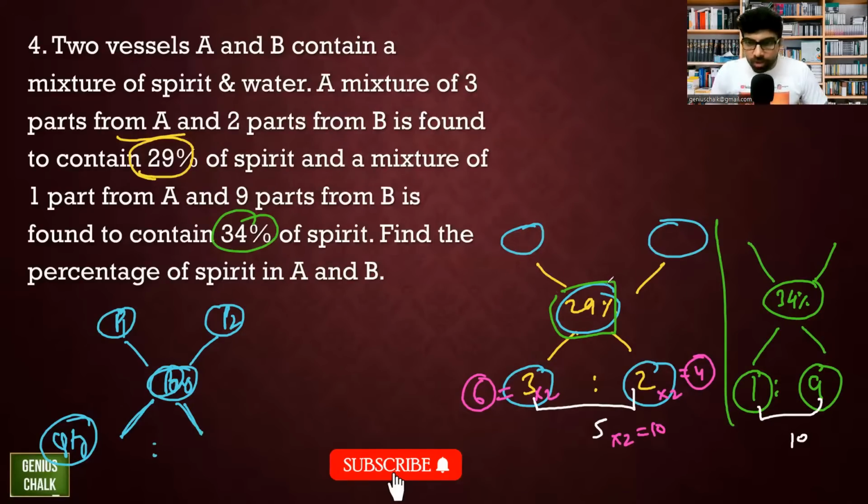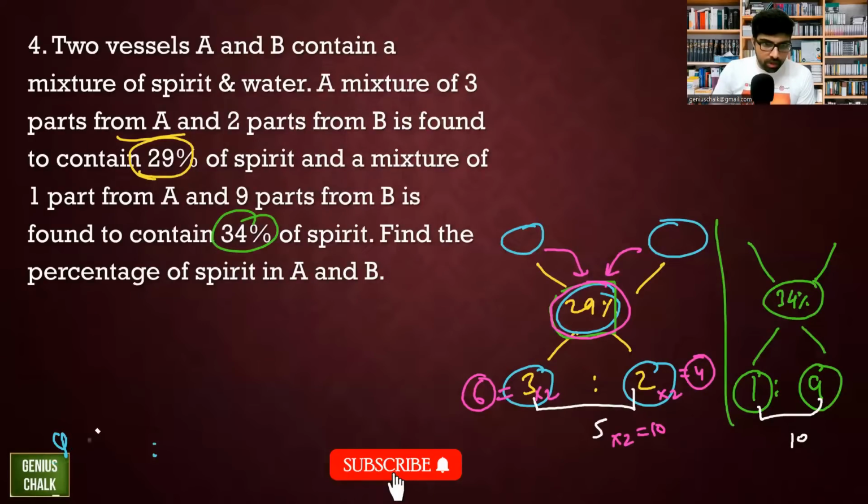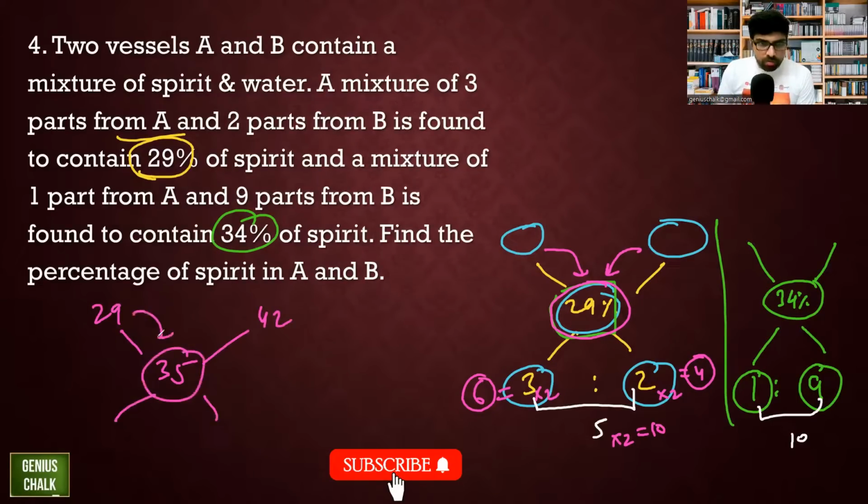Now, the concept is, if this is the average, that means this must be more than some value and this must be less than some value. So this must be more than this one and this must be less than this one. The point is, if I'm saying that 35 rupees is the overall, this must be say 29, this must be 42. So you can see 35 is more than 29 and less than 42. So the ratio is 42 minus 35, 7, and this is 6. So this is the ratio.